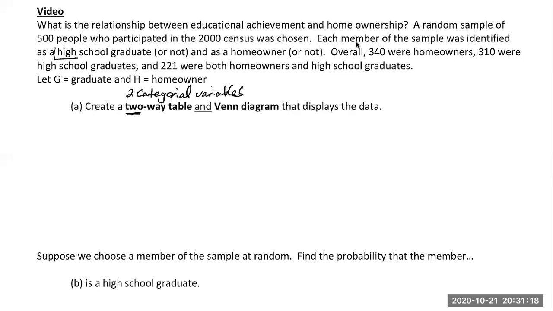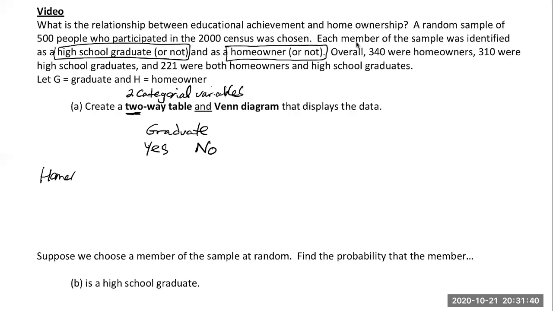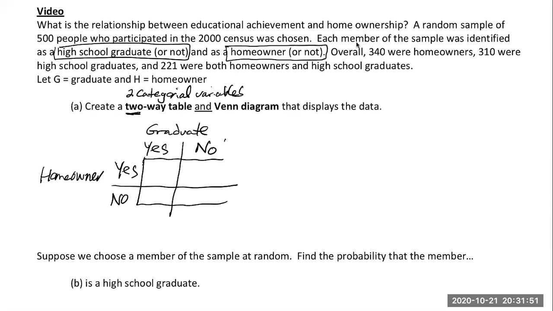One of the categorical variables is graduate or not, so like a yes or no. So I like to do it like this. I'm going to write graduate, and then below that, I'm going to have yes, no. That's one of my variables. The other categorical variable is homeowner or not. So I'll put that over here, homeowner. Yes, no. And then you can start seeing a table form. And then we can fill in the 9 cells.